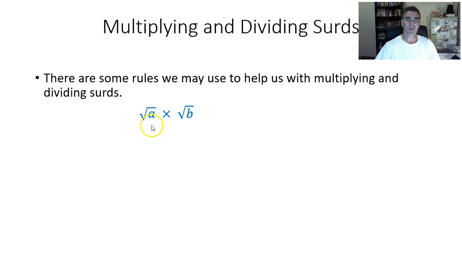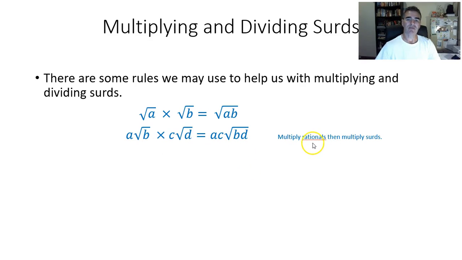Our first rule, when we're multiplying two surds together, the easy way is just to multiply the two numbers within the surds together and then keep it underneath the square root sign, as so. Another way is when we've got numbers in the front, we multiply the numbers first, then multiply the surds together. So multiply the A and the C, and then multiply the B and the D together. So in other words, multiply the rational numbers together and then multiply the surds.